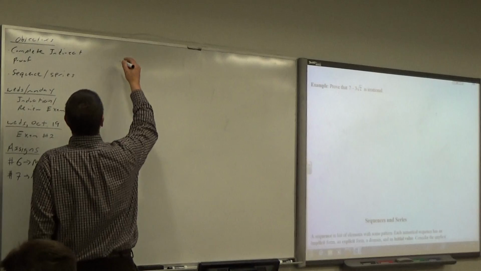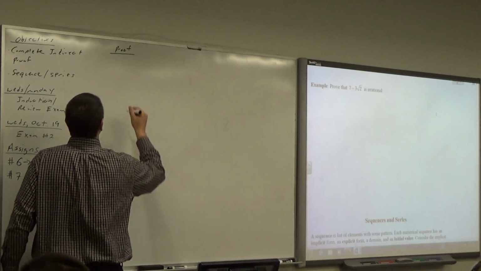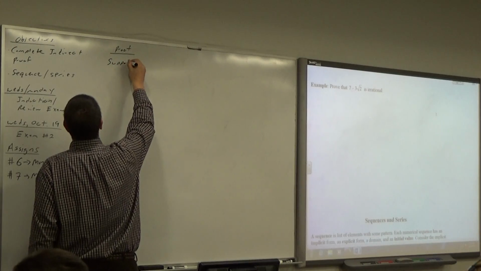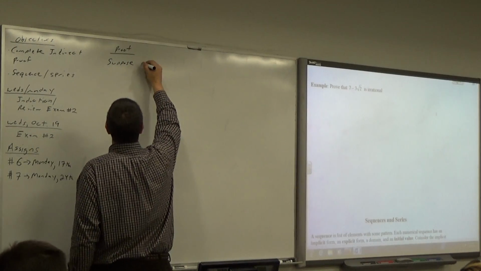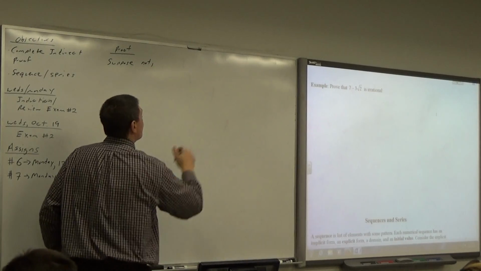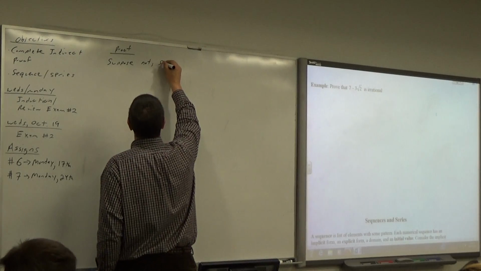All right, so here's our proof. Again, it contains an irrational number. So, because it contains an irrational, we say suppose not. Of course, we're going to say suppose that 7 minus 3 roots of 2 is rational.